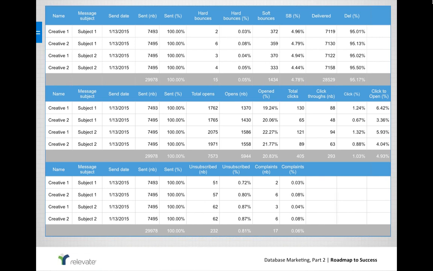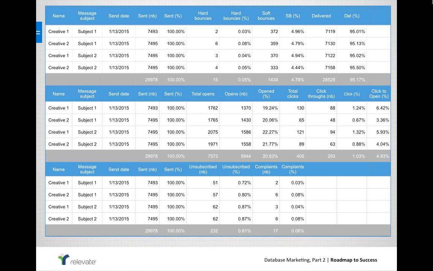293 people clicked a total of 405 times. Thus, the click-to-open rate is about 5%. 5% of those that open click through to the various links. This middle section also shows that from an open perspective, creative version 1, subject line 2, in other words, the third row in the middle part there, performed the best.